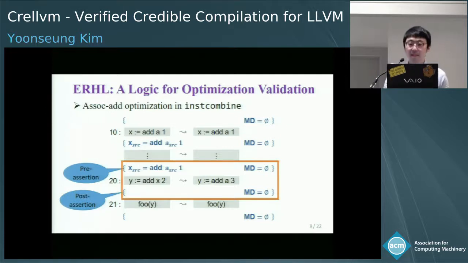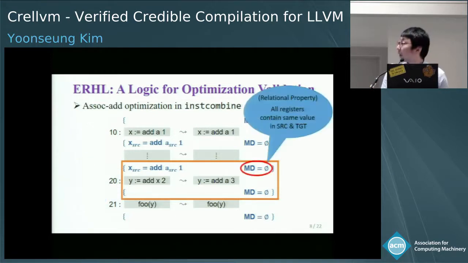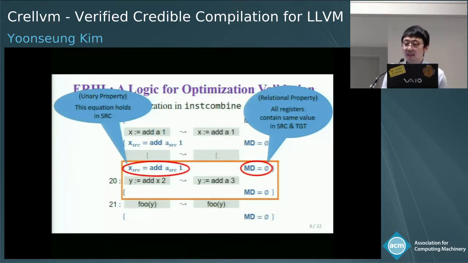Let's look at the most interesting case. We have pre and post assertions, which describe relational properties about the source and target machine states. In the pre-assertion, we have MD equals the empty set, where MD stands for may-diff set, which is a set of registers that may have different values in the source and target. So MD is empty means that every register has the same value in the source and target. Note that this is a relational property that relates the source and target states. This one states that x equals a plus 1 holds in the source registers. Note that this is a unary property that talks about only the source state.